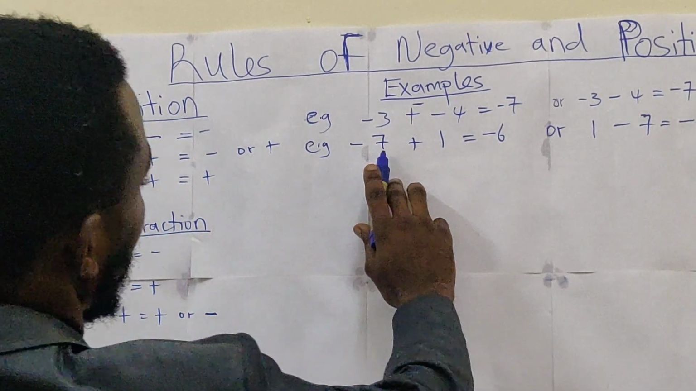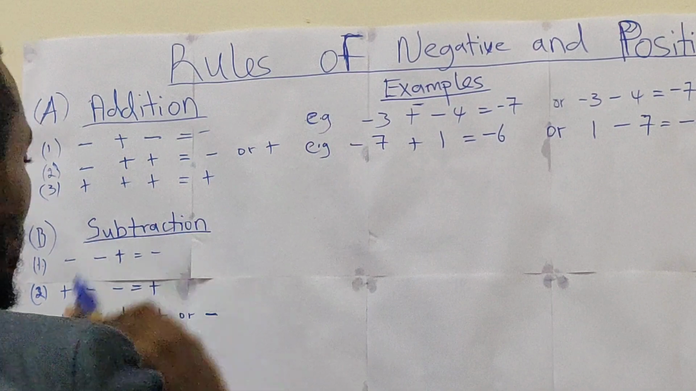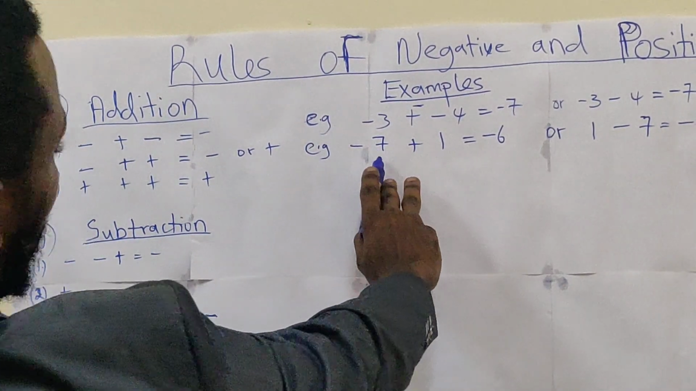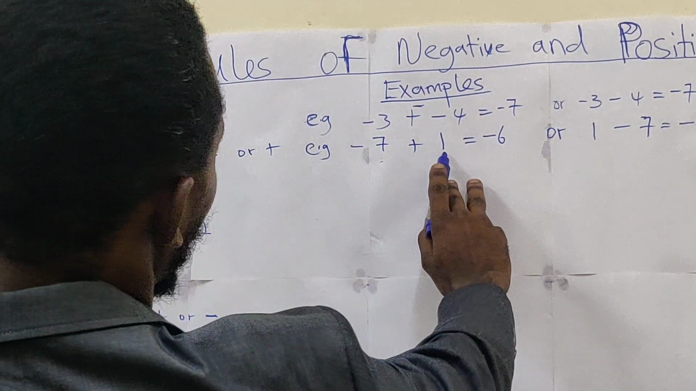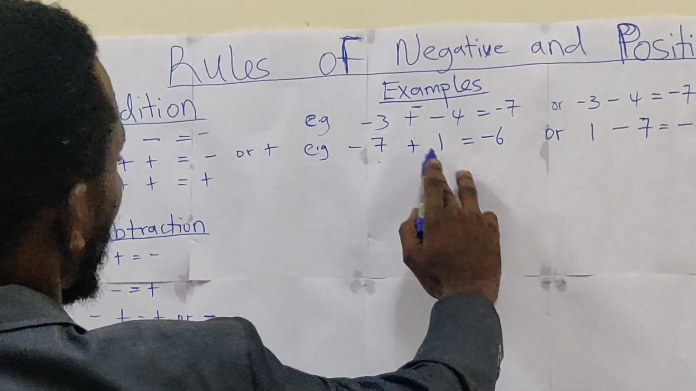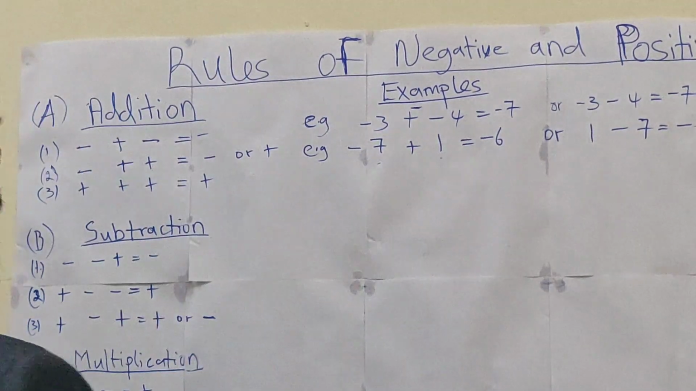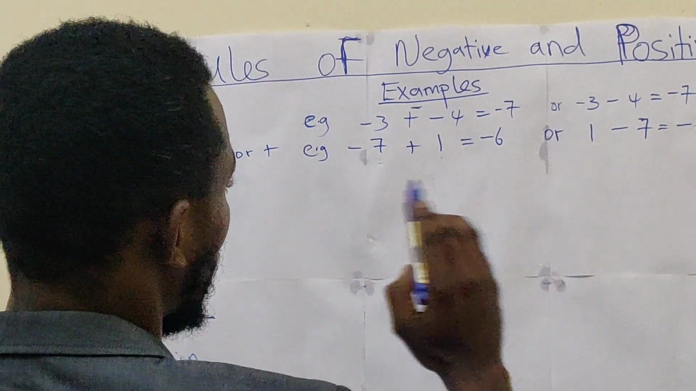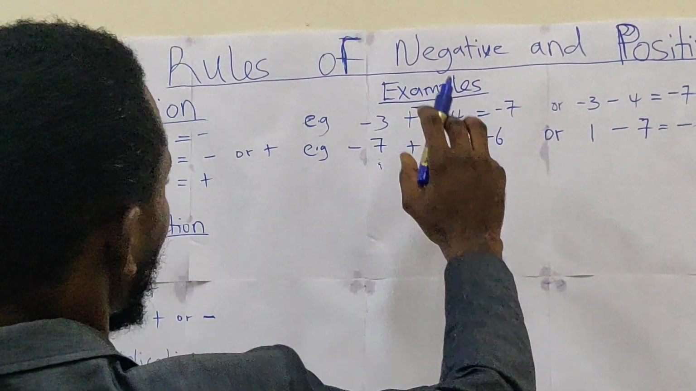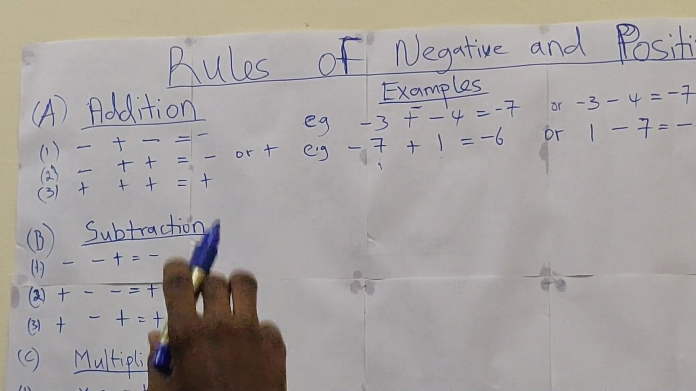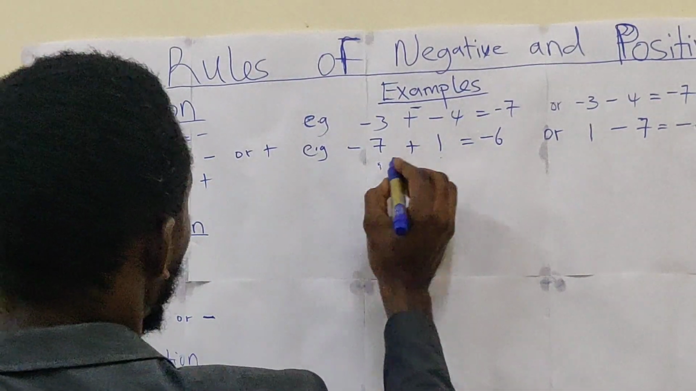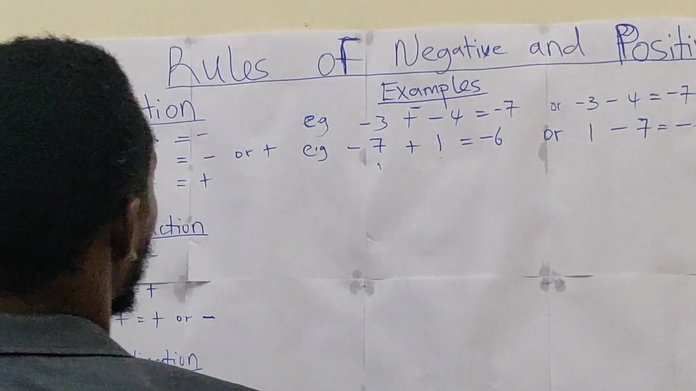Now let me prove the positive. Now, when we interchange these numbers, let me tell you the difference. When you are given a problem like this, when the first number is bigger than the second number, when you have a bigger negative number adding with a smaller number, just know that the answer will be negative. And vice versa. When you have a smaller negative number adding with a bigger number, the answer will be positive. Now let me interchange these numbers and you see the positive.